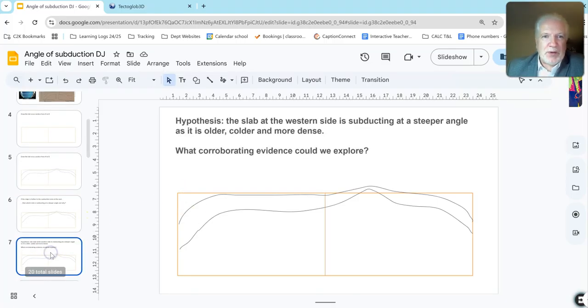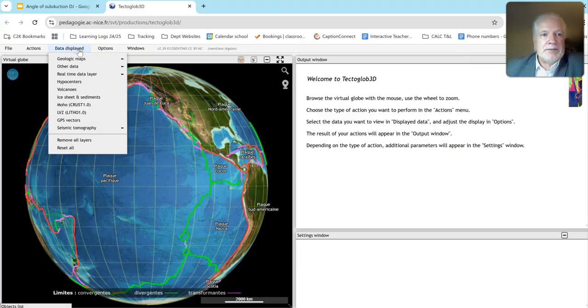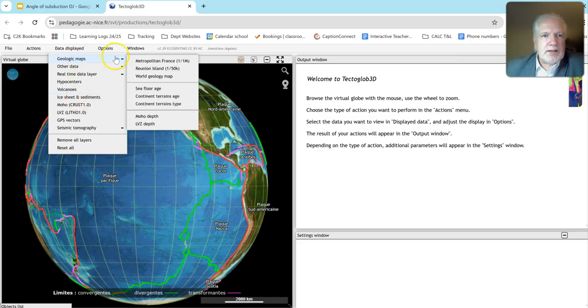And that brought us to a hypothesis. The slab at the western end over here is subducting at a steeper angle because it's colder, older, and denser. Now the question is, could they find some corroborating evidence for that? And for that, we went into this GIS app that we've been using, TectoGlobe 3D, which is brilliant for this. So we said, what kind of evidence might help corroborate this? Because they've been using this for a while, they know that some of the information that is available for them here includes this kind of thing here.